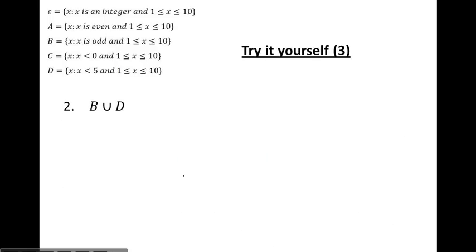Now it is your turn to try out this example 3. List the elements for B union D. What will be your answer? Please pause the video for 30 seconds as you work out this question. I noticed that some of you did not pause the video, so please exercise your integrity, pause the video and try out the question now.